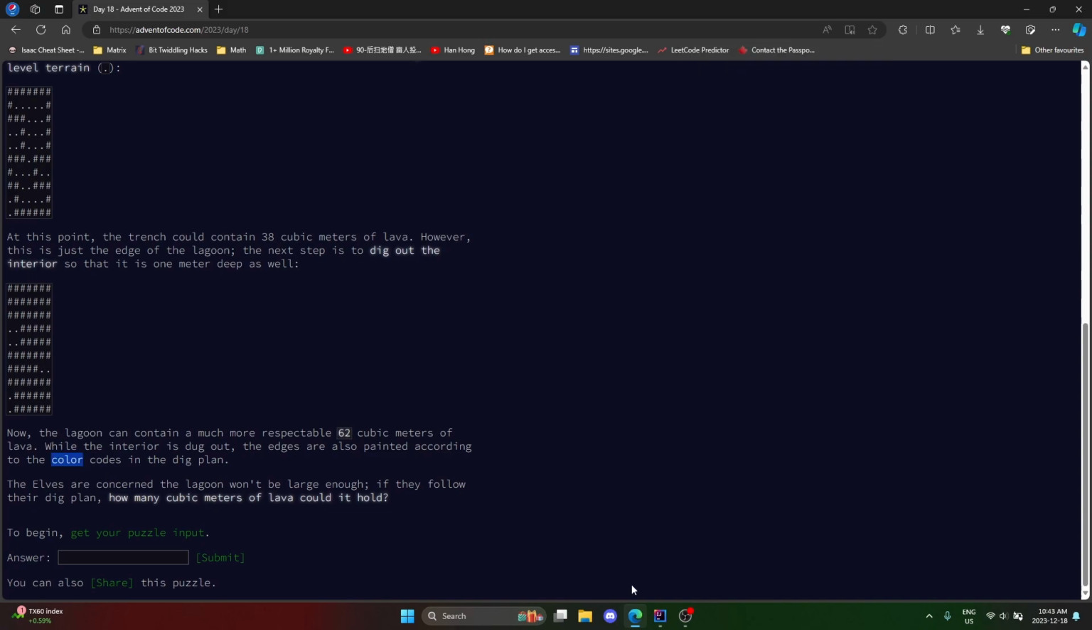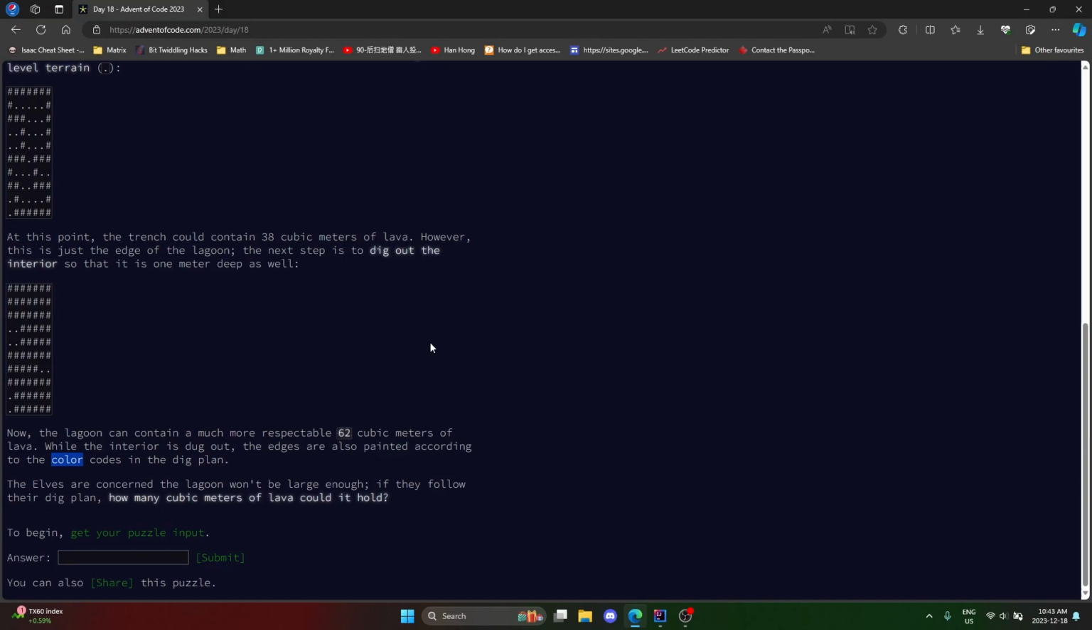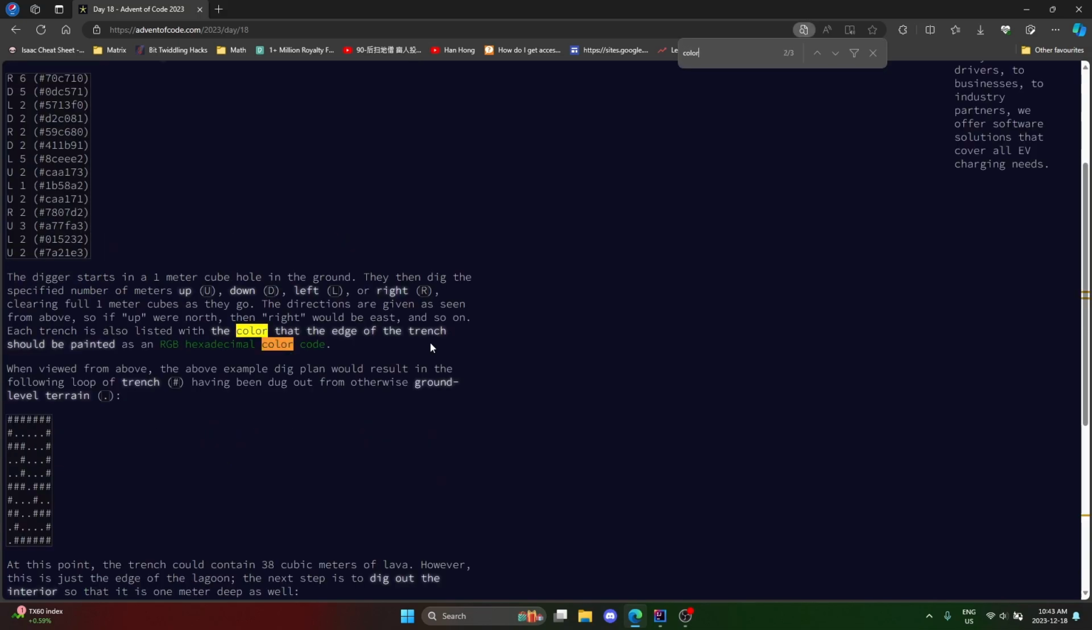So, I guess I just do a graph traversal again. Okay. I don't know. I'll just do like... Well, okay. So I have to... It doesn't mention any use of a color yet.